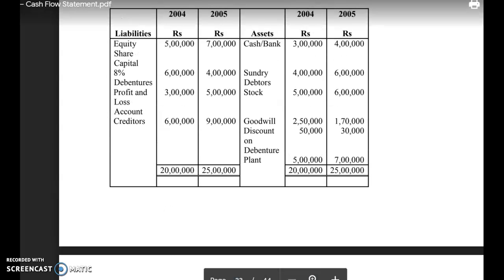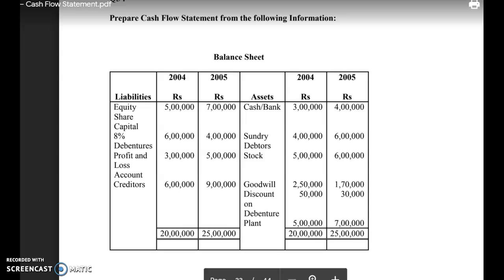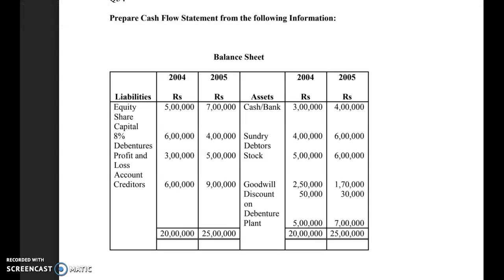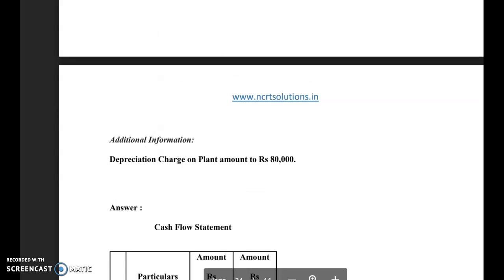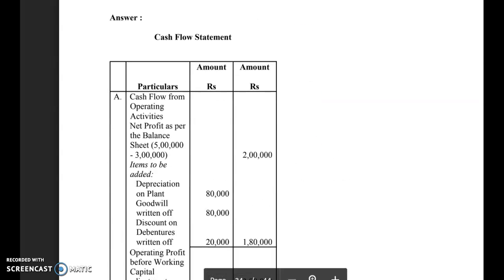See here, the amount of goodwill in the last year was 2,50,000. In the current year 1,70,000. So it is the writing off of the goodwill. Sometimes it is a sale also, but we will assume here that it is the writing off of the goodwill. So 80,000 is the amount which is to be added back to the net profit.